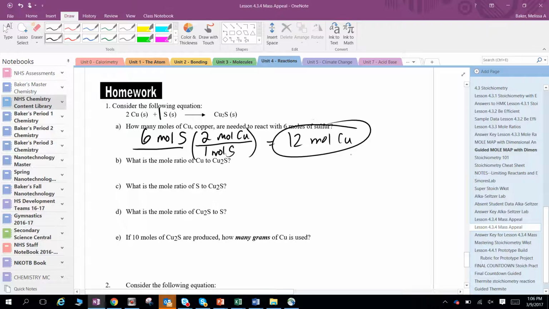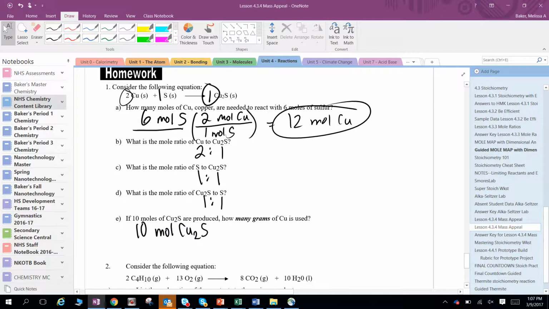What about the mole-to-mole ratio of Cu to Cu2S? It's 2 to 1, the numbers out front. Sulfur's got a 1 in front of it, and so does Cu2S, and then 1 to 1 also, just said in the opposite way. So one more question. What if you produce 10 moles of Cu2S? How many grams of copper did you use?